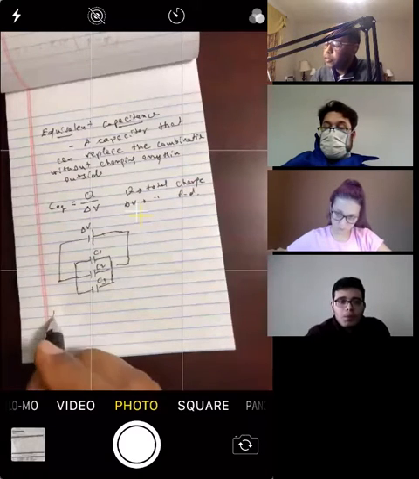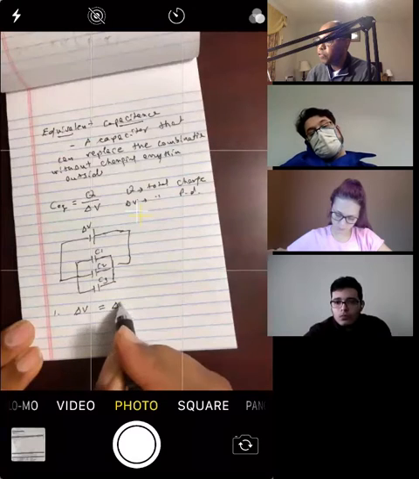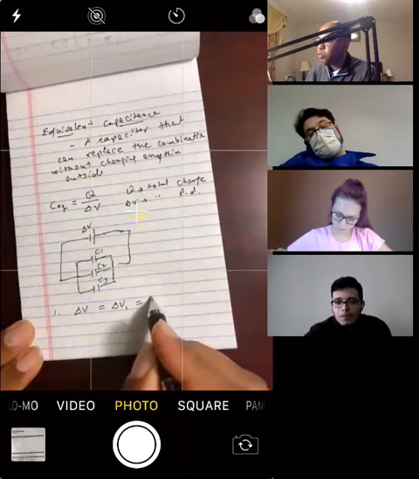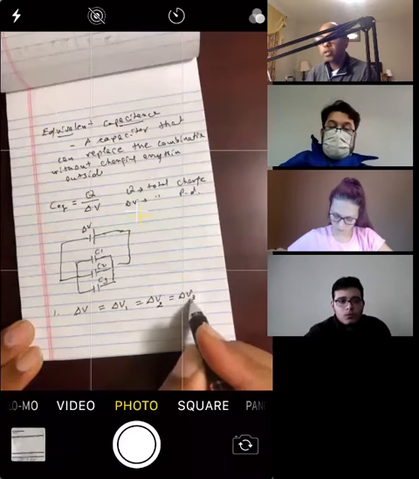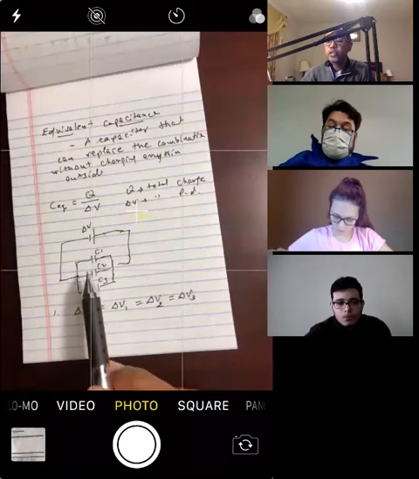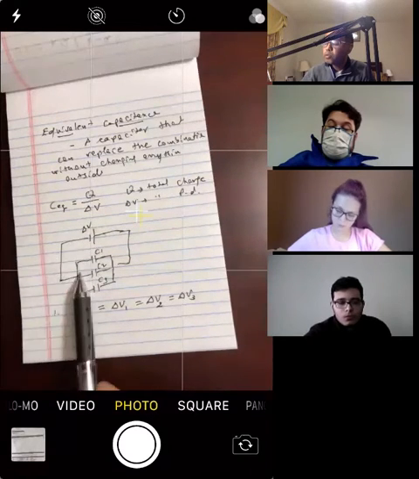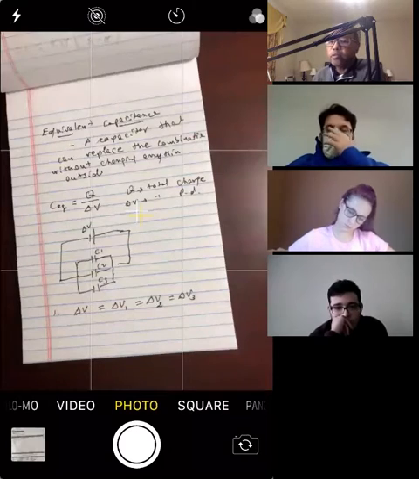So the first property is the total potential difference equals the potential difference across capacitor 1, equals the potential difference across capacitor 2, equals the potential difference across capacitor 3. So for a parallel combination, all the potential differences are the same. The reason is these are all conducting wires. There is no potential difference across a conducting wire.